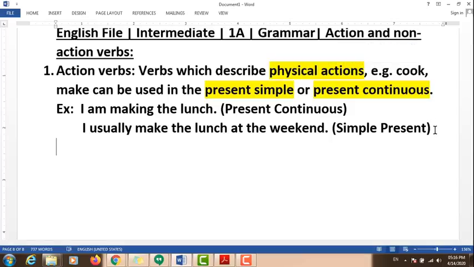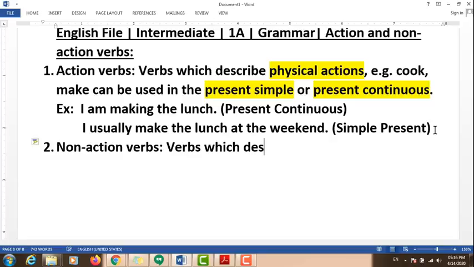two verbs, like we will say non-action verbs. Sometimes they're also called mental verbs. What are they called? Mental verbs. Okay, verbs which describe a state or feelings. It shows your what? Your feelings. Okay, they would describe a state or feeling.